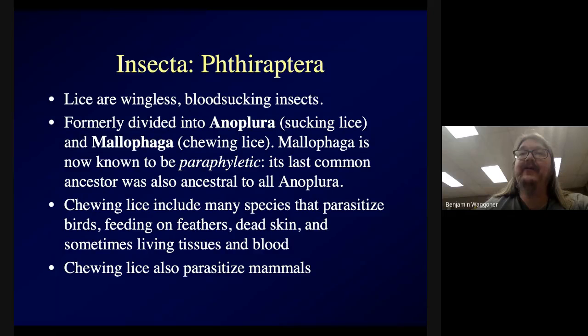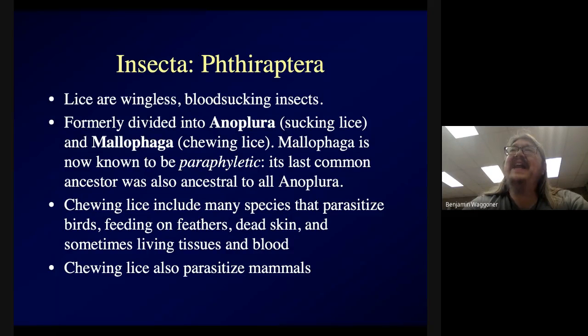So the sucking lice have piercing mouth parts, and they suck blood. Chewing lice include a lot of species that parasitize birds. They'll feed on feathers, they'll eat dead skin. Some of them can eat living tissues and may drink blood as well, although they've got chewing mouth parts rather than stabbing mouth parts. There are some that can parasitize mammals.